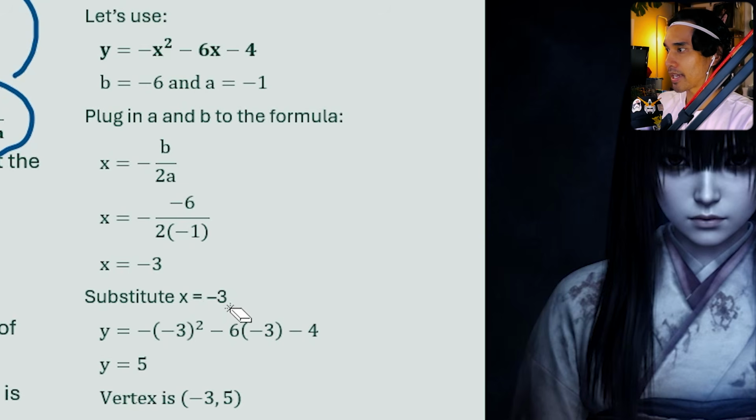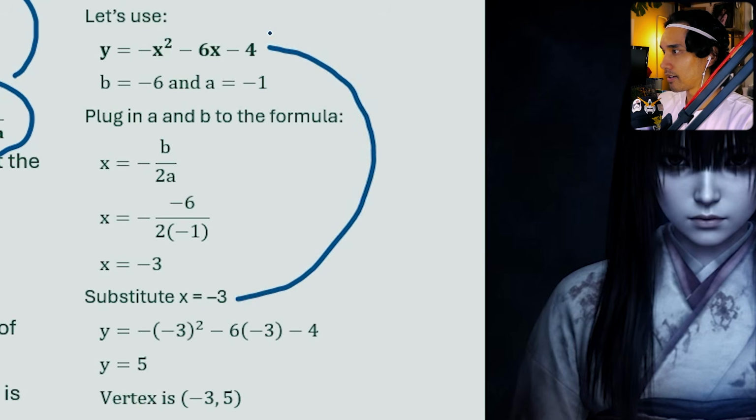Substitute x equals -3 back into the equation, and this is what we get. y is equal to (-3) squared minus 6(-3) minus 4, giving us y is equal to 5. So our vertex now is (-3, 5). Do that yourself and see if my work is correct.